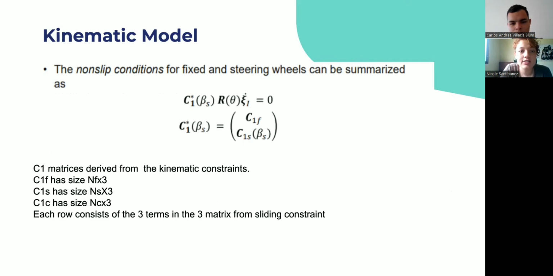For the non-slip conditions, these C1 matrices are derived from the kinematic constraints, and each row consists of the 3 terms in the 3-element matrix from the equations of the sliding constraints.